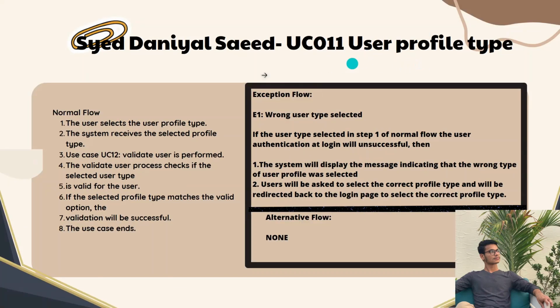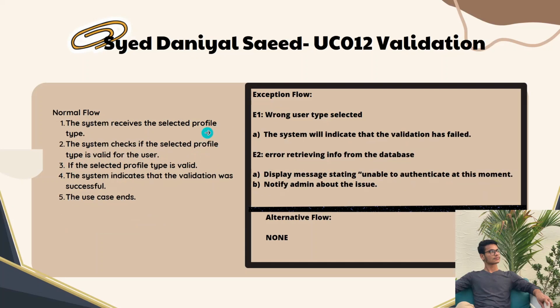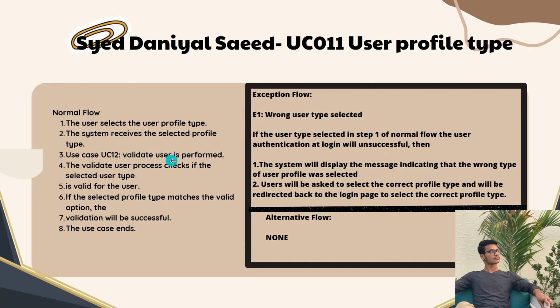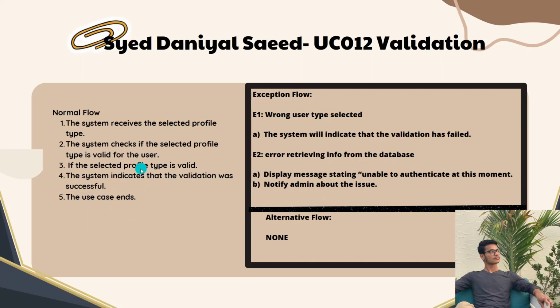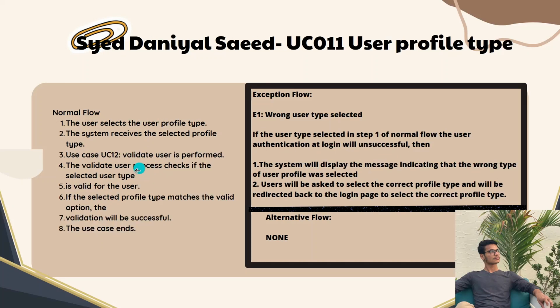For UC11 user profile type, the normal flow was the user will select the profile type from the login page. The system will receive the selected profile type. Then UC12, which is validate user, will be performed. This use case will check if the selected user type is correct or not. If the selected profile type matches the valid option from the database, the validation will be successful and the use case will end.